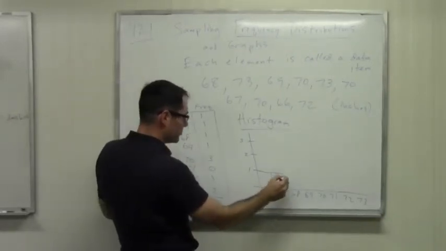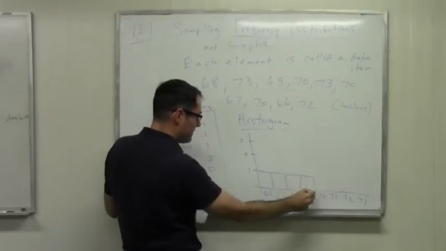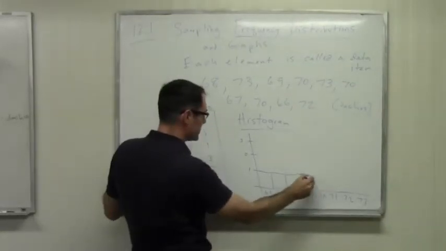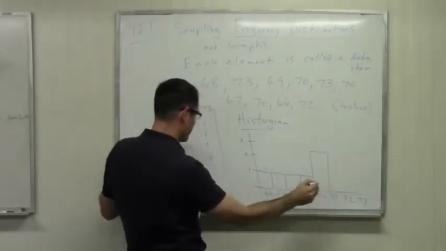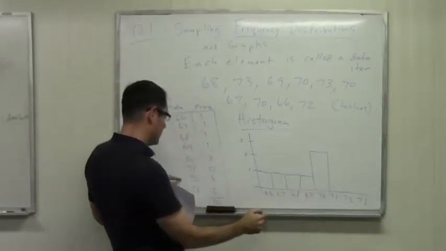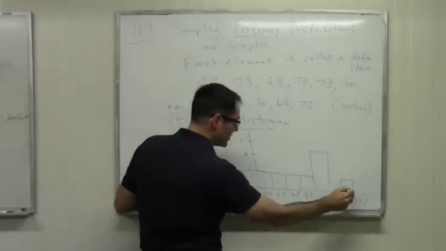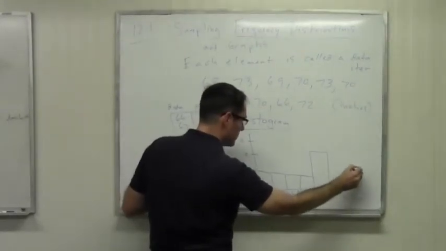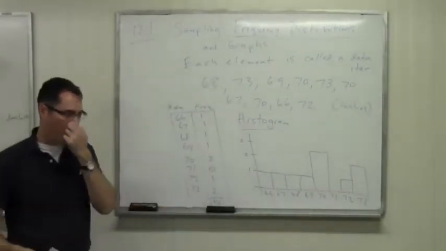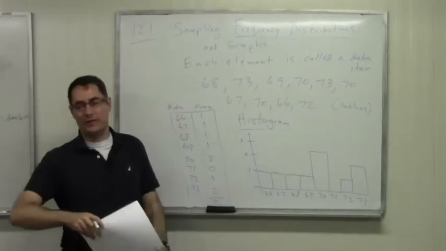68 and 69 are also 1, like that. 70 is 3, so it's like that. 71 is 0, so it's not at all. 72 is 1 again. And then 73 is 2. So there's your histogram. Not a very good histogram because we don't have enough data.